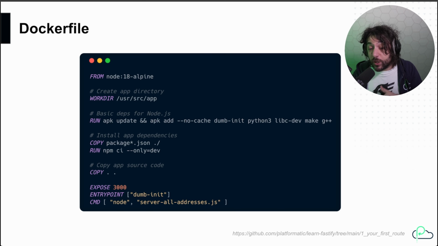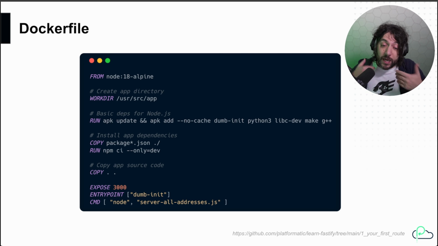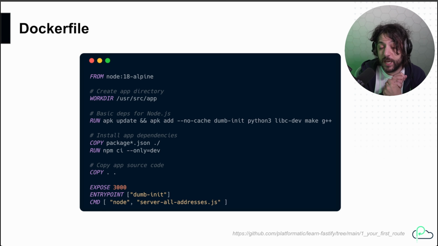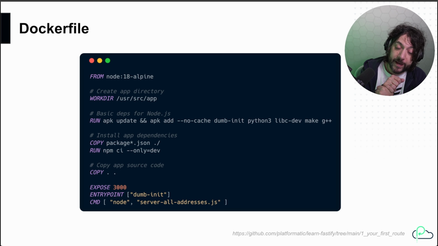How do you create a Dockerfile for Fastify? Well, you can, for example, use Alpine, or you might want to use Debian or Ubuntu or even Red Hat if you are in a controlled environment. Use npm ci to install your dependencies, then copy the source code and run it.